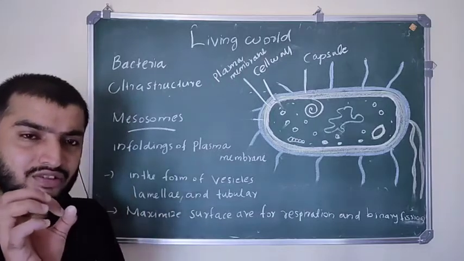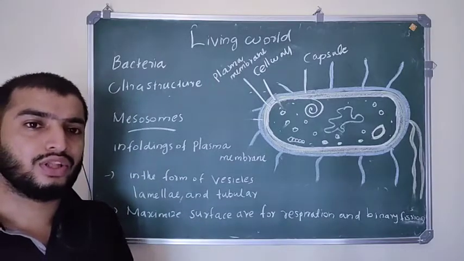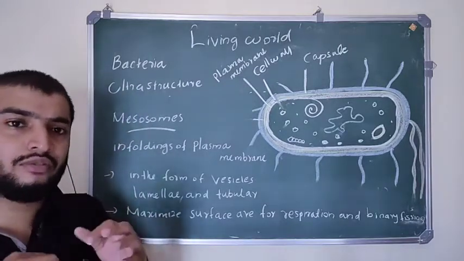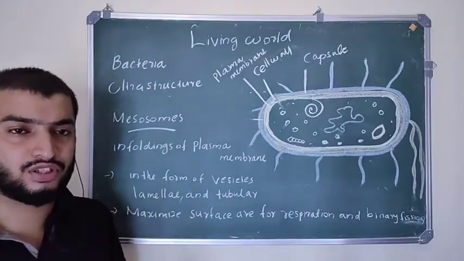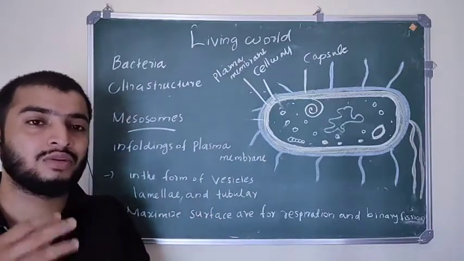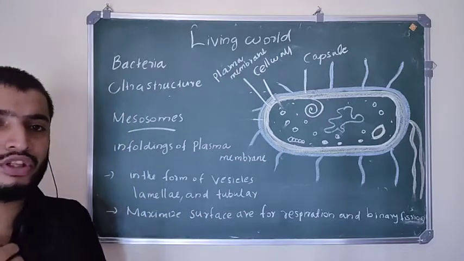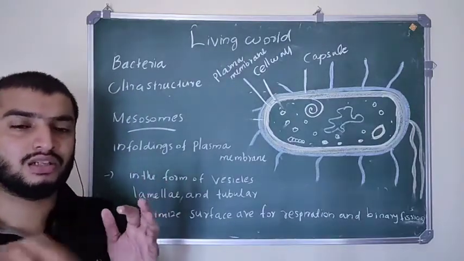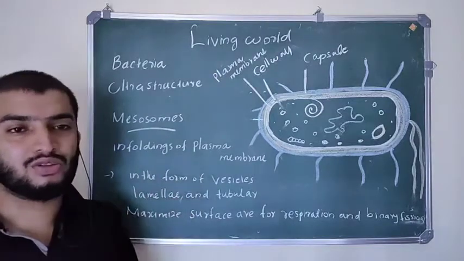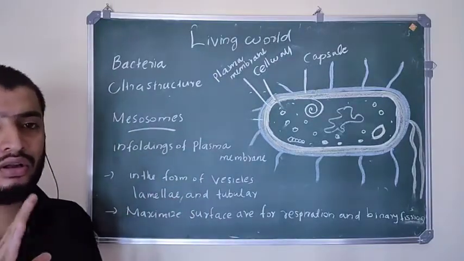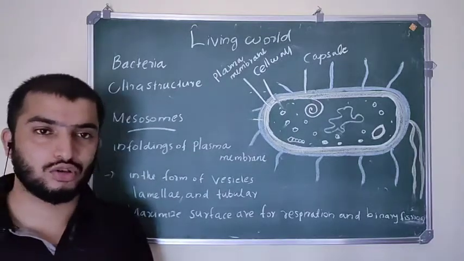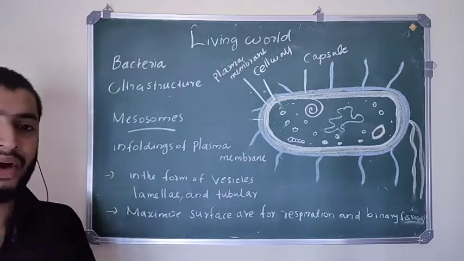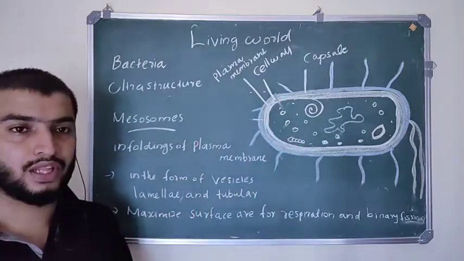You know, bacteria are very small, they are unicellular. So they have to perform respiration for getting energy, and they also want to do binary fission. So they have to increase the surface area for these functions. They have to maximize the surface area for respiration. So how is this possible? Only possible by enfoldings of plasma membrane. So they increase the surface area by forming mesosomes in the bacterial cell. Mesosomes maximize the surface area for respiration and also for binary fission. So this is the mesosome in the bacterial cell.